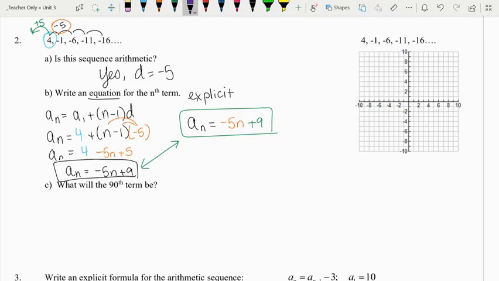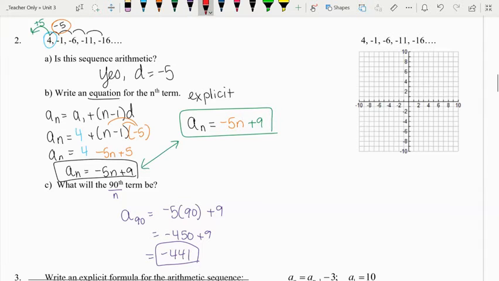Now it says what would be the 90th term? So that means that we're going to plug 90 in for n. So we have a sub 90 equals negative 5 times 90 plus 9. Again, order of operations, you need to multiply before you add. So we have negative 5 times 90, which is negative 450. And if you add 9 to it, you'd get negative 441.